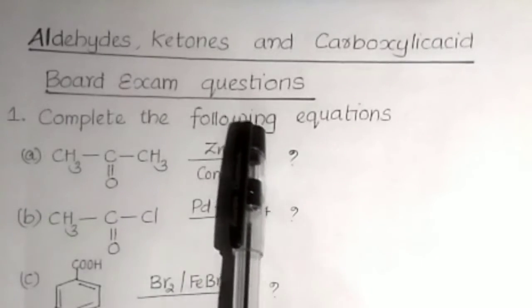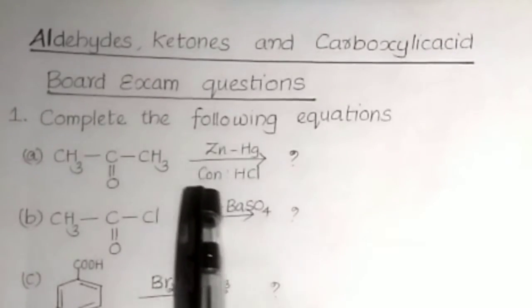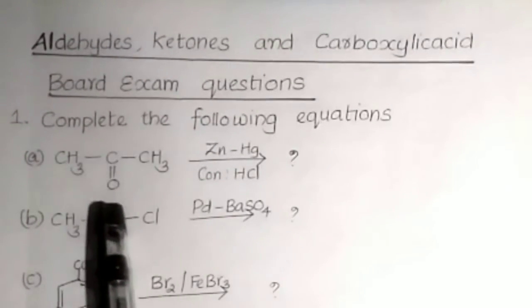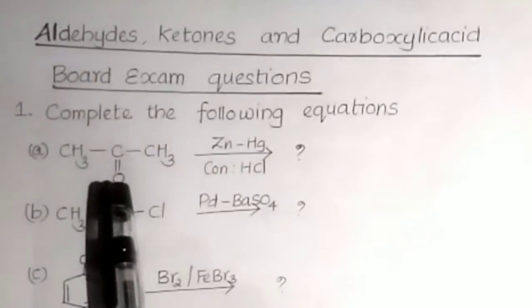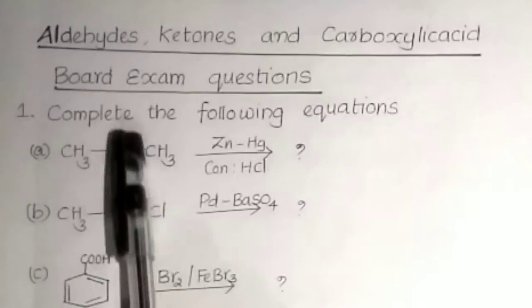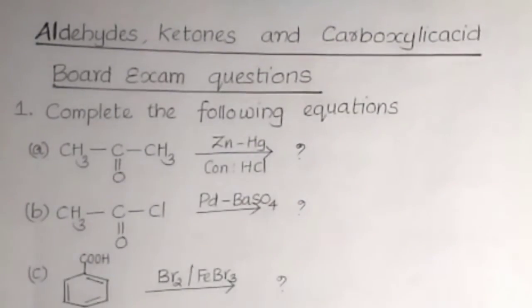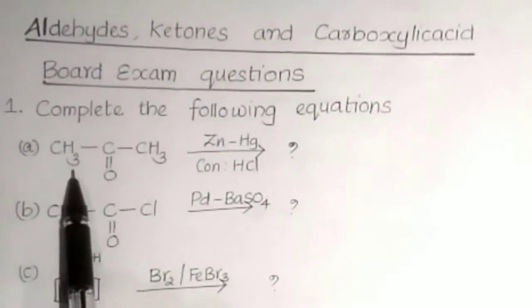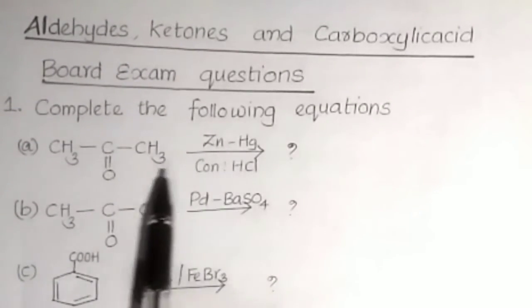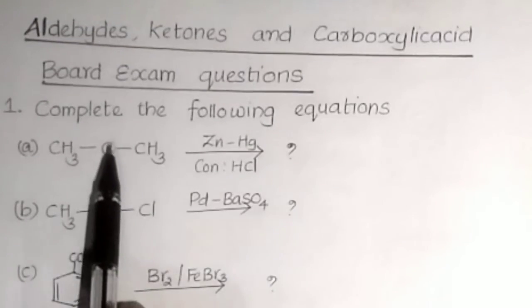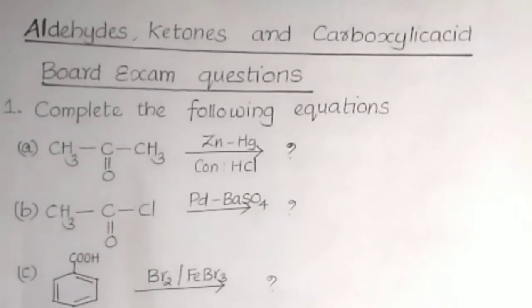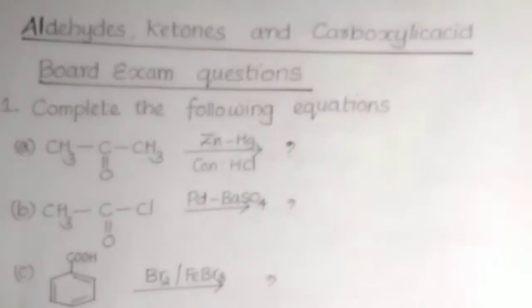Whenever you see zinc amalgam and concentrated HCl in any question, the CO group present in the given compound undergoes reduction to form a CH2 group. The others will not change. CO group changes to CH2 group. So the answer is CH3CH2CH3 because reduction takes place here. Oxygen is removed and hydrogen atoms are added. So we get propane.